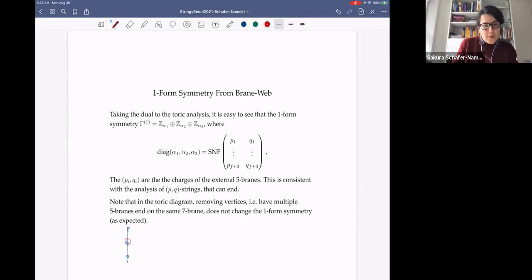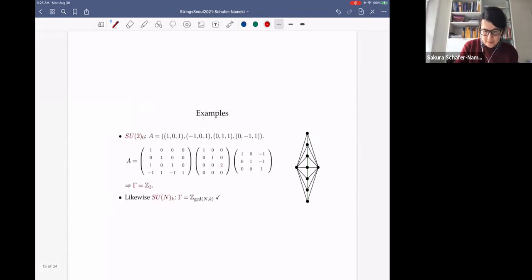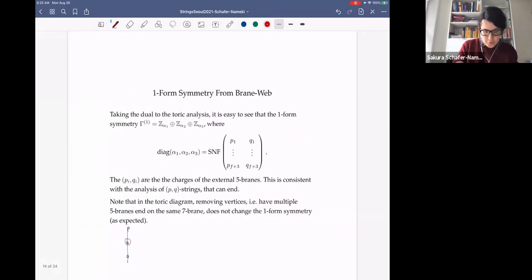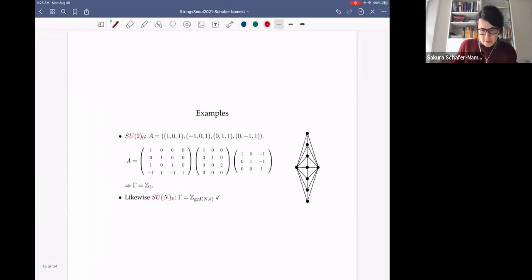Okay, so from both geometry, toric geometry, or brane webs, there's a very straightforward way to extract what the one-form symmetry is. And one thing that is nice is that all these expressions don't seem to necessarily depend on where you are on the Coulomb branch of the theory. So let's look at an example.